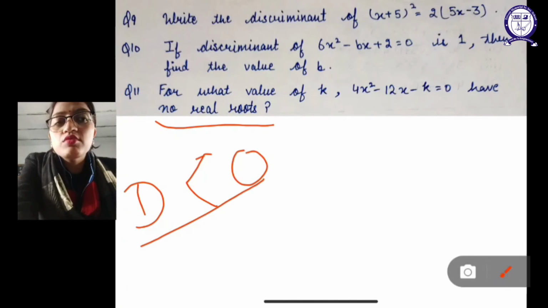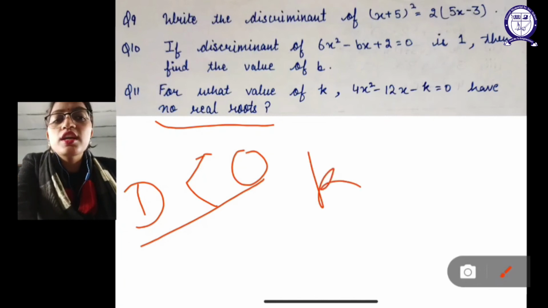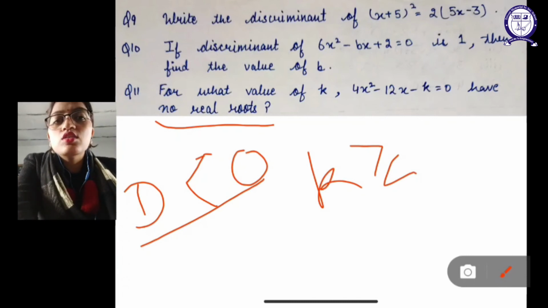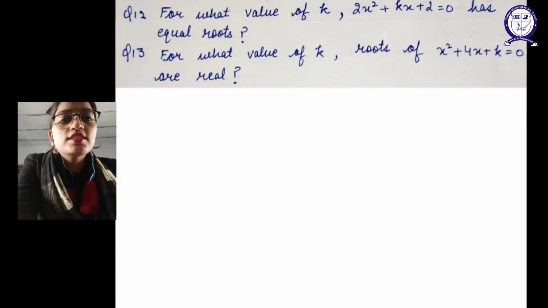After transposing we will get the value of k, and we will get the value of k something like this. We will not get the sign of equality, we will get greater or less than symbol only, because the question is about less than or greater than. Okay, so we will not get the sign of equality in this question. Okay, now let's see the next question.